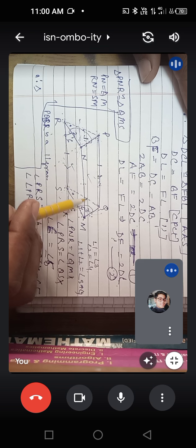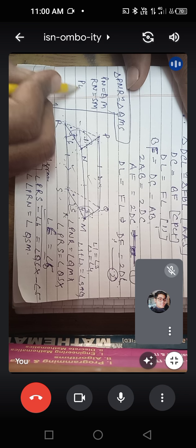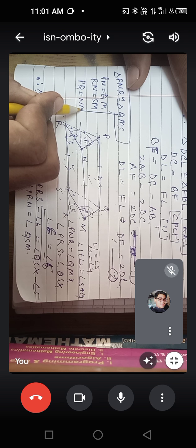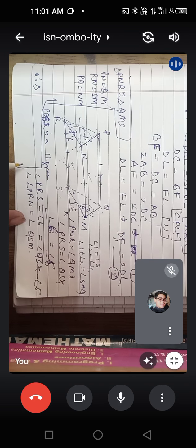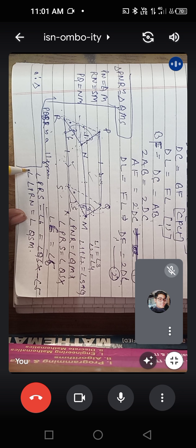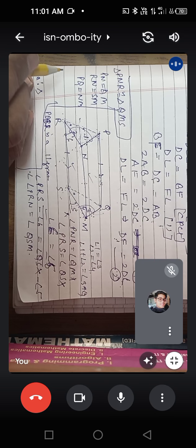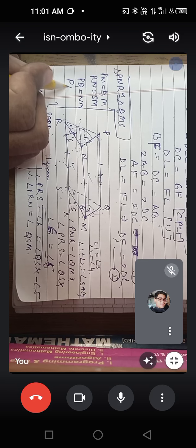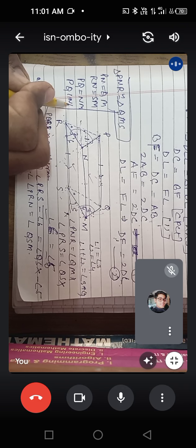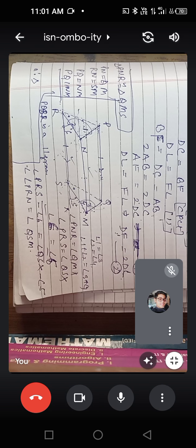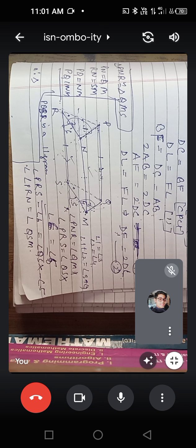If they are parallelograms, then PQ is equal to NM, right? PQ is equal to MN, NM, whatever you want to write. PQ is equal to NM, and PQ is parallel to NM. Hence proved. Is it clear now?